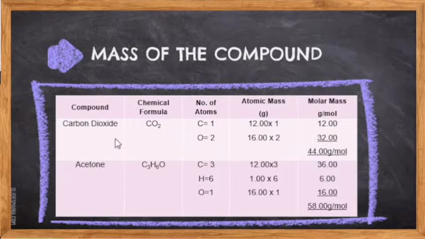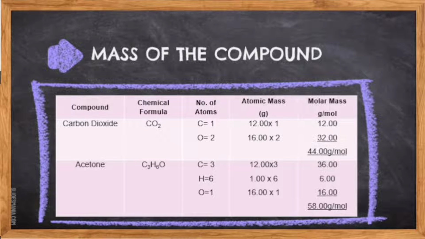So for example, the compound is carbon dioxide. The chemical formula for it is CO2. So the first step is to determine the number of atoms of each element. So 1 for carbon and 2 for oxygen. Then, by looking at your periodic table, you can get the atomic mass of each element. So the atomic mass of carbon is 12, oxygen is 16.